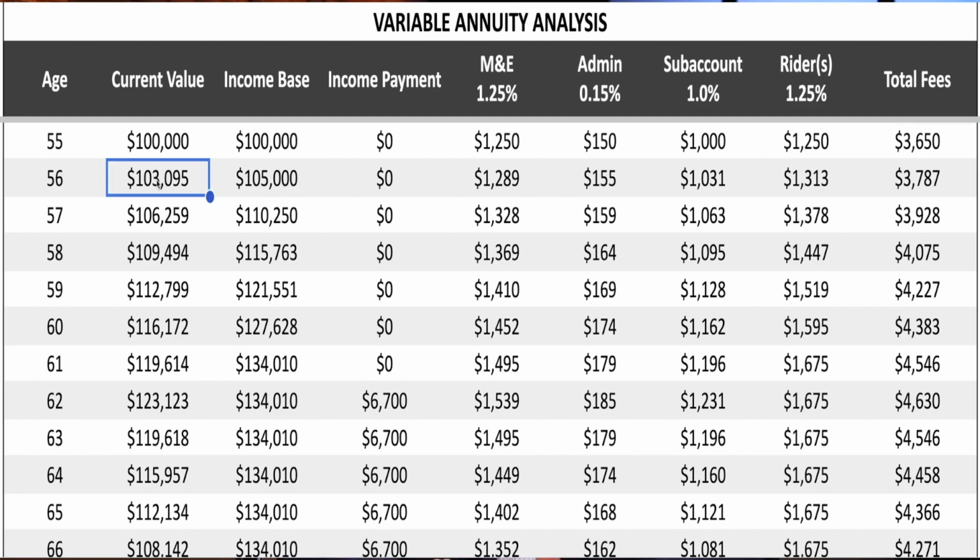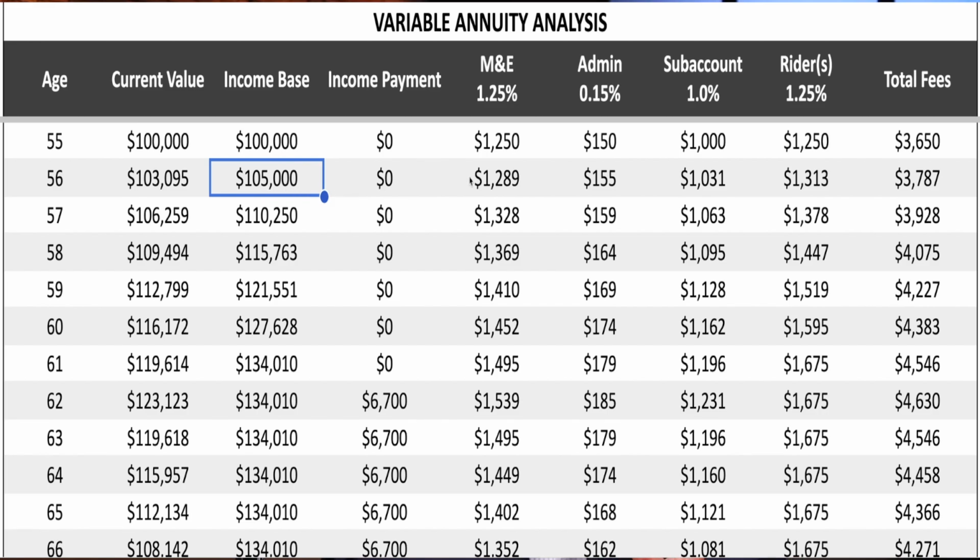So let's go to the next year. If the return projection we're using is 7%, it would seem that the new current value would be $107,000. Remember, the fees have to come from somewhere, and they're not paying them, you are. And this is taken directly out of your current value. So the accurate way to do this is subtract the fee amount from last year's value and then increase by 7%. That gives you a net result of $103,095. But hey, your income base is going up by 5%, so that's going to be $105,000.